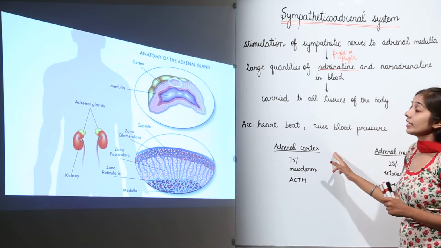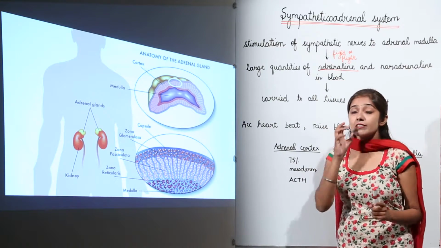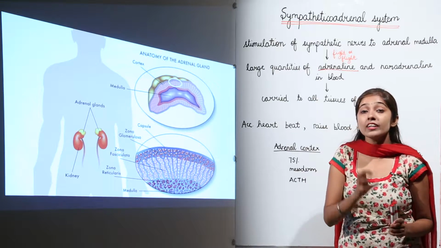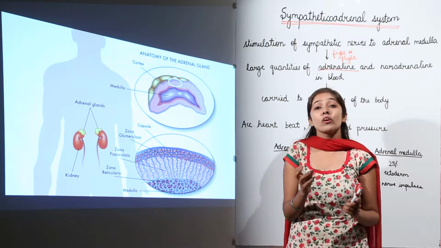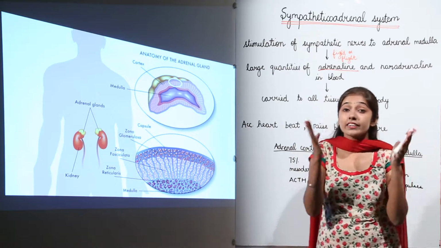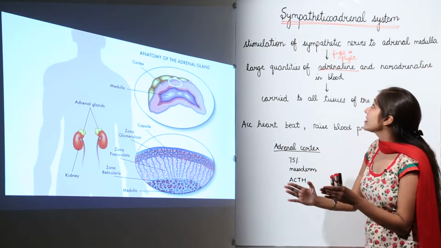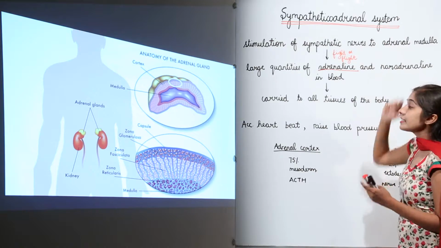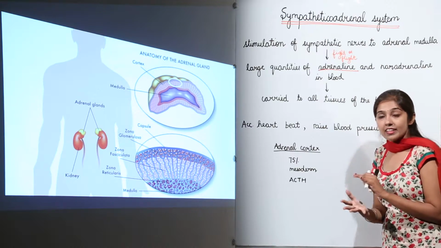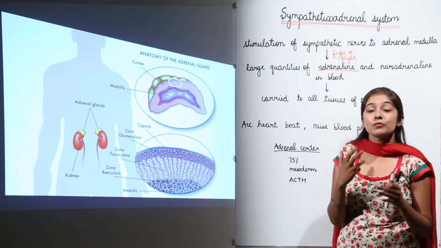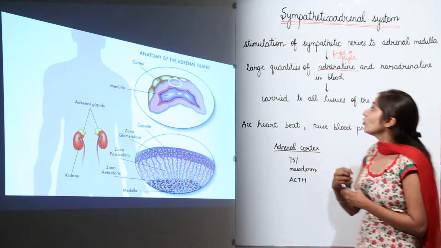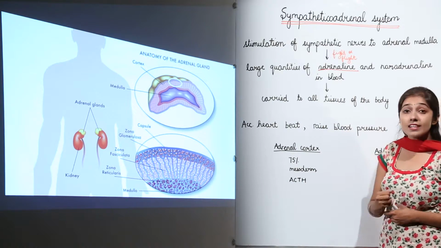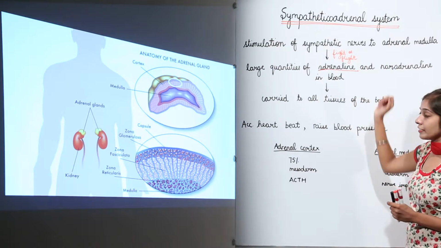So, as a whole, what I am trying to say is that the sympathetic nervous system and the adrenal medulla are going to integrate, and this integrated system we call the sympathecoadrenal system because they work together and they produce effects together. So, that is why this system is also known as the sympathecoadrenal system.